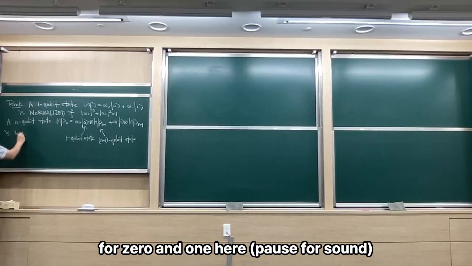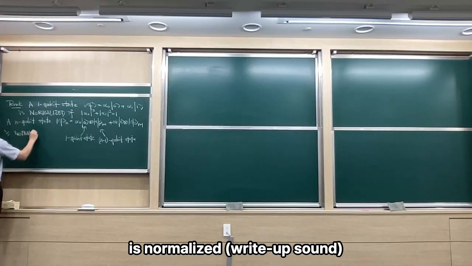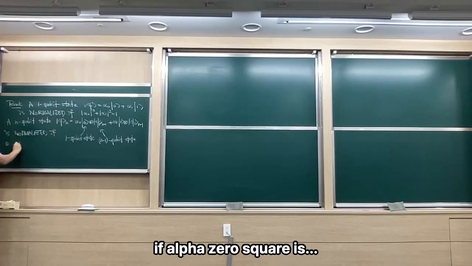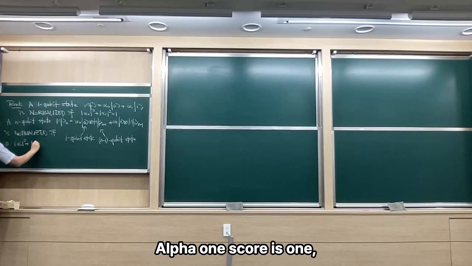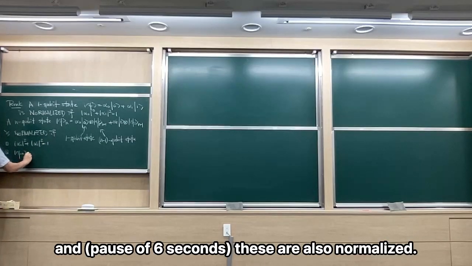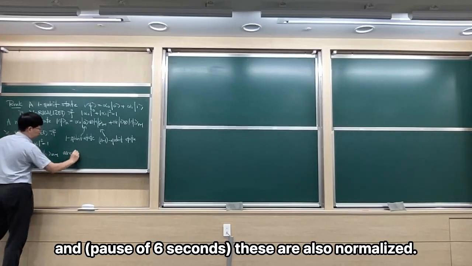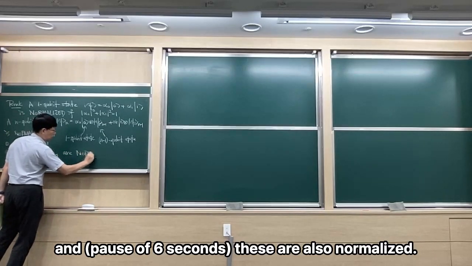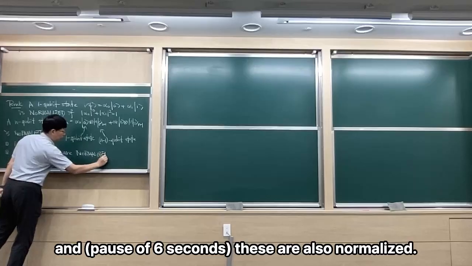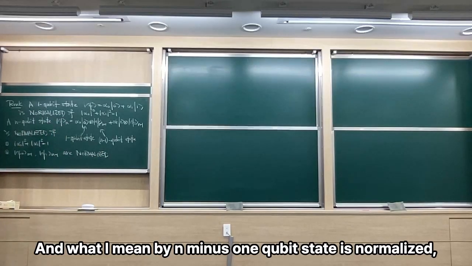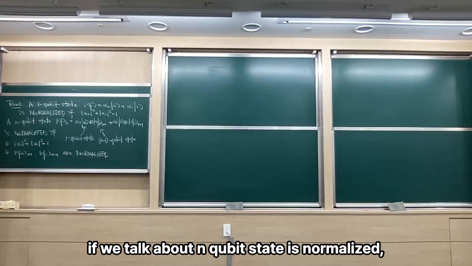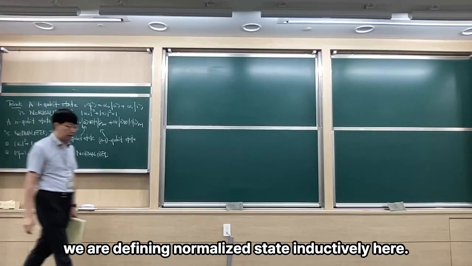It is normalized if alpha 0 squared, alpha 1 squared is 1, and these are also normalized. And what do you mean by n minus 1 qubit state is normalized? If we talk about n qubit state is normalized, we are defining normalized state inductively here.